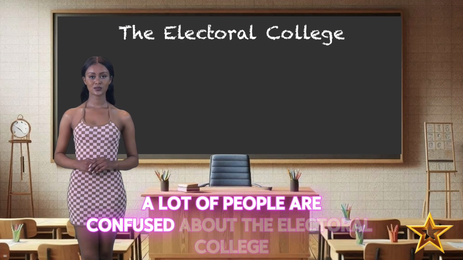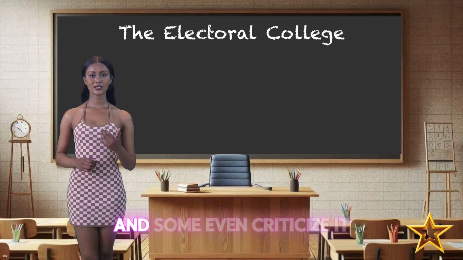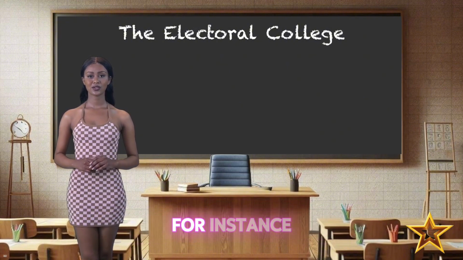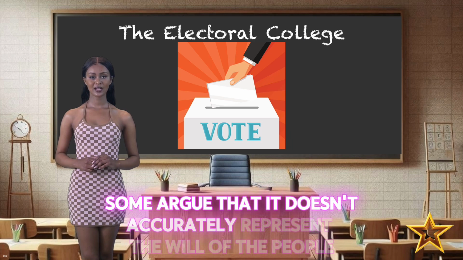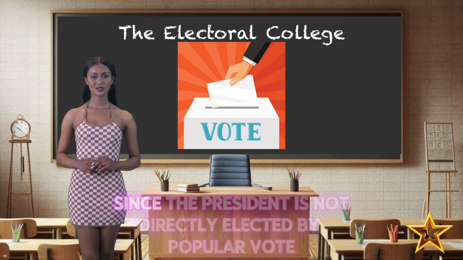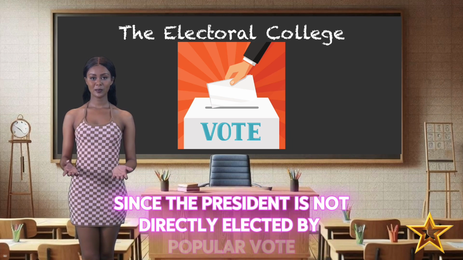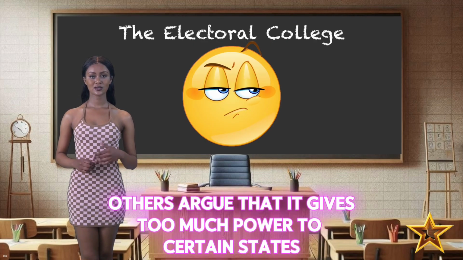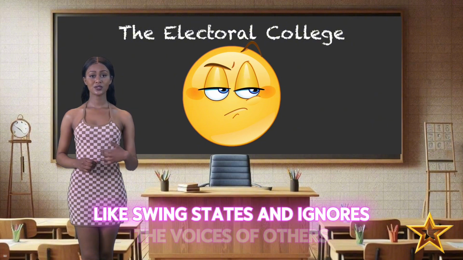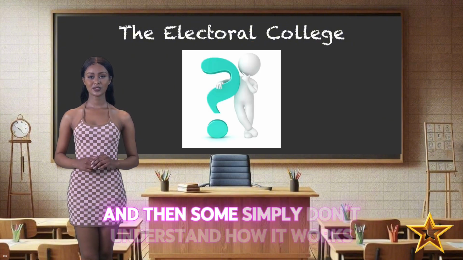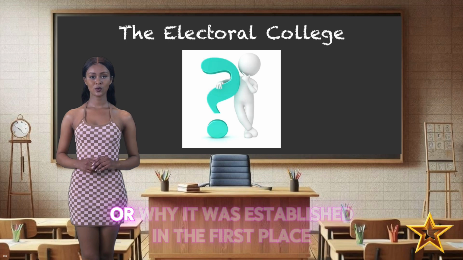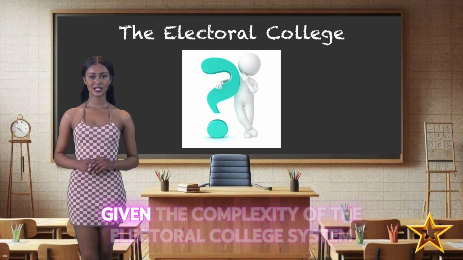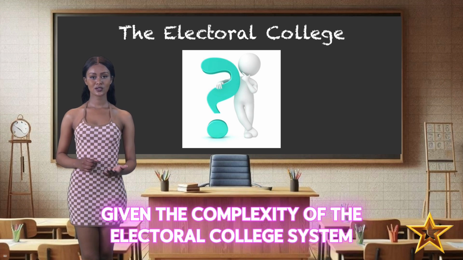A lot of people are confused about the Electoral College, and some even criticize it, saying it's outdated or unfair. For instance, some argue that it doesn't accurately represent the will of the people, since the president is not directly elected by popular vote. Others argue that it gives too much power to certain states, like swing states, and ignores the voices of others. And then some simply don't understand how it works or why it was established in the first place. This confusion is understandable, given the complexity of the Electoral College system.